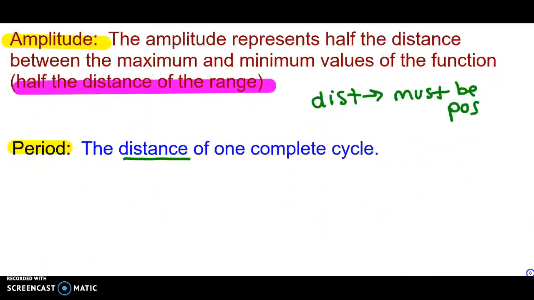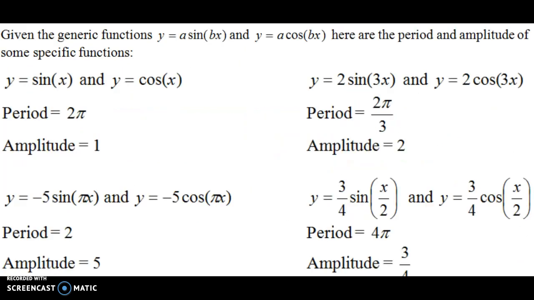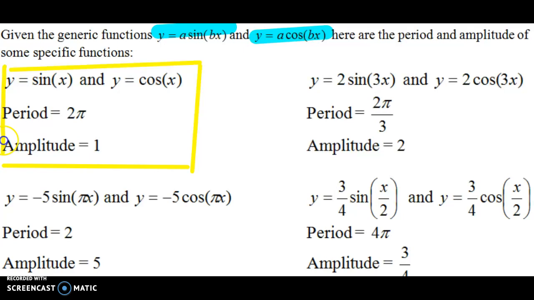Let's see, was there anything else on this page? Nope. Okay, so it says here, given the generic functions y equals a times the sine of bx and y equals a times the cosine of bx, here are the period and amplitude of some specific functions. So I think it would be really important for us to know this, because these are our parent functions, right? And then, of course, we can always apply some transformations to them. So y equals sine of x and y equals cosine of x.